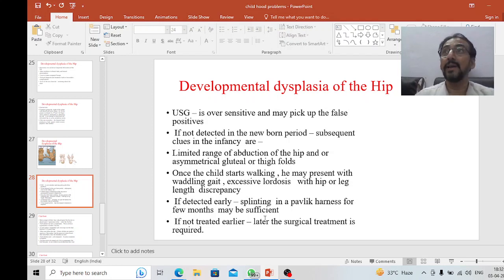Once the child starts walking, एक बार बच्चा walking करना शुरू करेगा, then he may present with waddling gait and excessive lordosis with the hip or leg length discrepancy that I have already explained. And if it is detected early, then splinting with the pelvic harness for a few months may be sufficient. एक treatment है, so that can be done if it is detected early. That gives a good result. And if not treated earlier, then later the surgical treatment should be done. अगर शुरू में नहीं करेंगे तो बाद में आपको surgical treatment ही करना पड़ेगा.